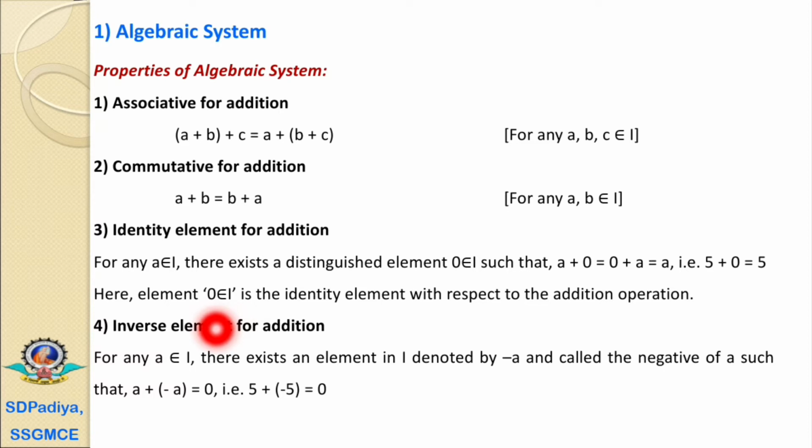For any a belonging to I, there exists an element in I denoted by minus a and called the negative of a, such that a plus in bracket minus a is equal to 0, like 5 plus minus 5 is equal to 0, 7 plus minus 7 is equal to 0, or minus 9 plus 9 is equal to 0. And if the element and its inverse element belong to the given set, then we say that this set has an inverse element. These are the four properties followed by the set of integers for the addition operation.